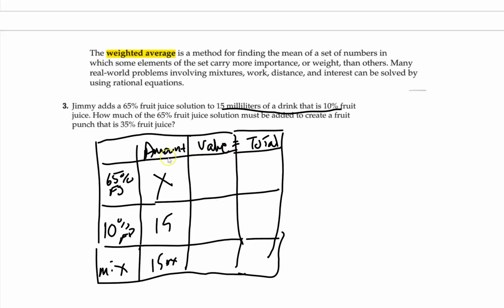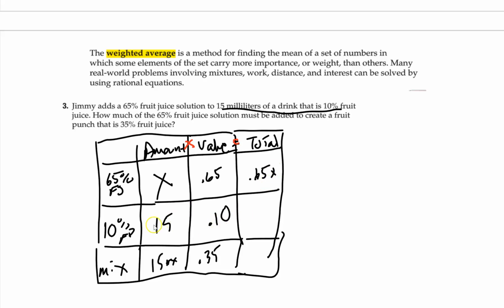Let's talk about the value. In this case, that means what percent of fruit juice. This has a 65% fruit juice. This has a 10% fruit juice. And look on this one, I want a 35% fruit juice. So that's the value for all of these. Then how does this last row work? Well, it always works the same way. We always multiply the amount times the value to get the total. So in this case, I have 0.65x.